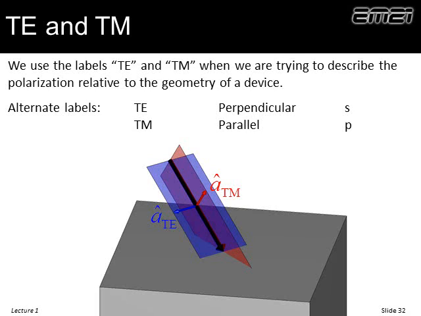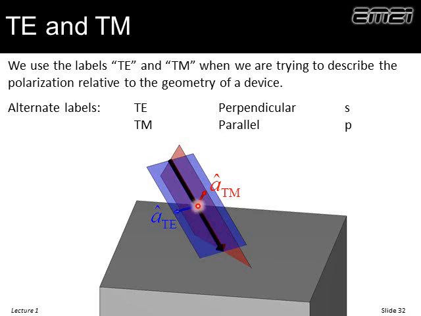So the most common configuration is just an interface. We have, let's say, air and some kind of material, and we've got a wave coming in along this black vector. Well, the surface normal and this incoming wave vector, those are two vectors, and they form a plane. The plane that they define is called the plane of incidence. The polarization within that plane of incidence we call the TM polarization. Sometimes it's called the parallel polarization or the P polarization.